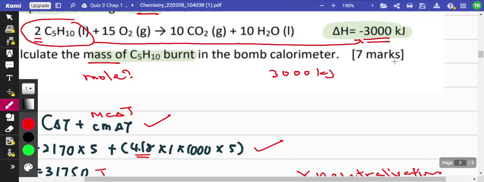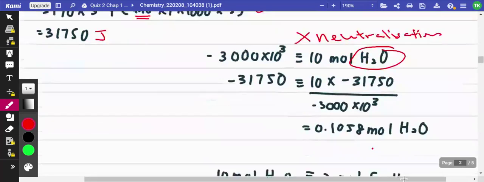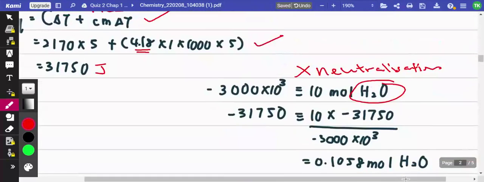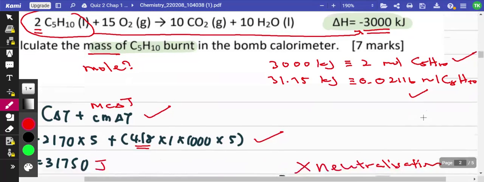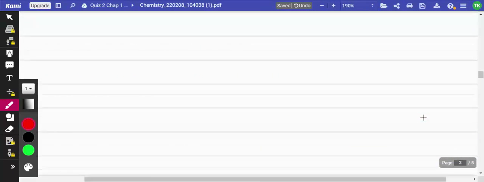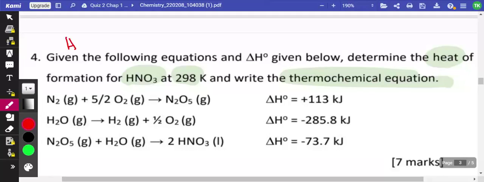But you should be just doing 3000 kilojoule is released by 2 mole of C5H10. Here we have 31.75 kilojoule, so it is released by 0.02116 mole of C5H10. Okay, so this is the correct stoichiometry. Now the next one we move to Hess's law.